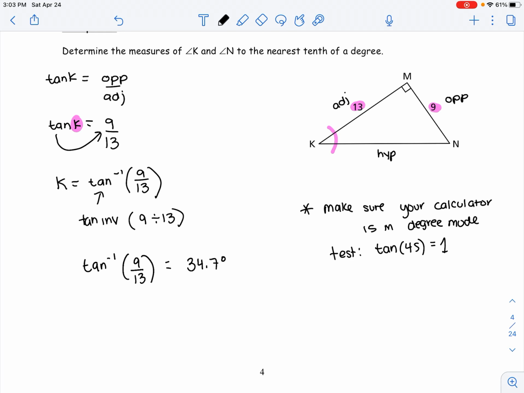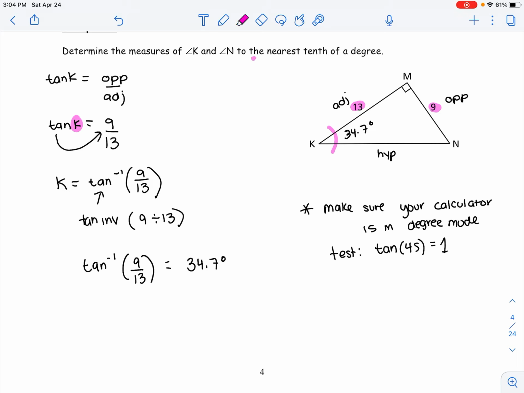For any graphing calculators, you would press second tan and 9 divided by 13. You should see that little kind of tan with a -1 if you're doing the right numbers. Now, if you're on a graphing calculator, make sure that you have degrees highlighted. You're going to mode and highlighting degrees. So only if you're in degree mode will you get this answer. So if you're not getting the right answer, it's because you're in the wrong mode. Remember that. Okay, so what we're going to do is we're going to label our K angle with 34.7.